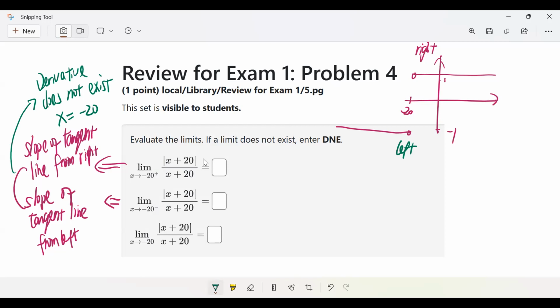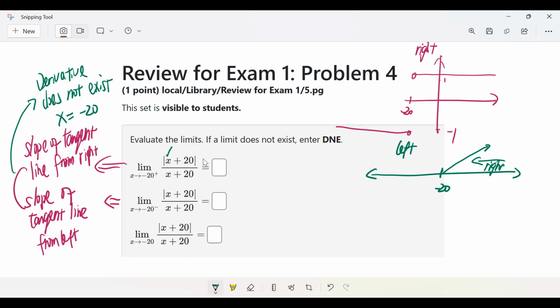Yeah, so let's analyze it one by one, right? So you'll be able to see what happened here. That's why I drew this right here. So if you look at the first one, x approaches -20. So let's draw a number line, right? -20 is here. It's right here from the right-hand side. So that means x approaches -20 from the right. This is the right-hand side.